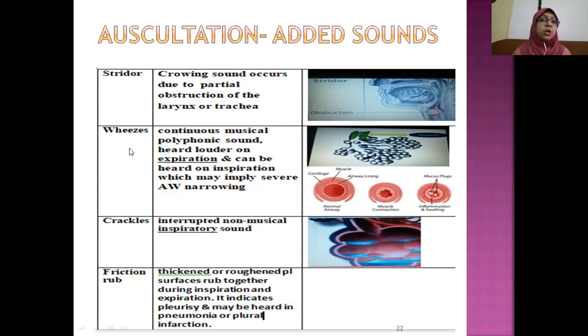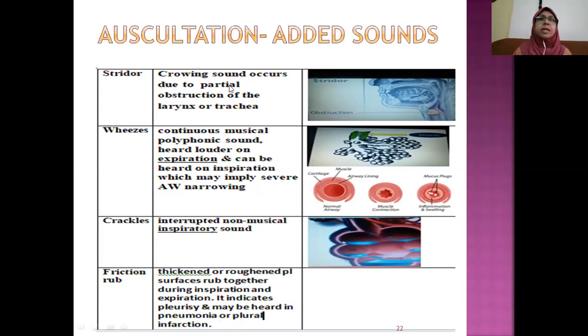The added sound rhonchi is a continuous, musical, polyphonic sound, heard louder on expiration. Up to this mark you remember. And crepitation or crackles is an interrupted, non-musical inspiratory sound. And friction rub: thickened and roughened pleural surfaces rub together during inspiration and expiration. It indicates pleurisy and may be heard in pneumonia or pleural infarction.